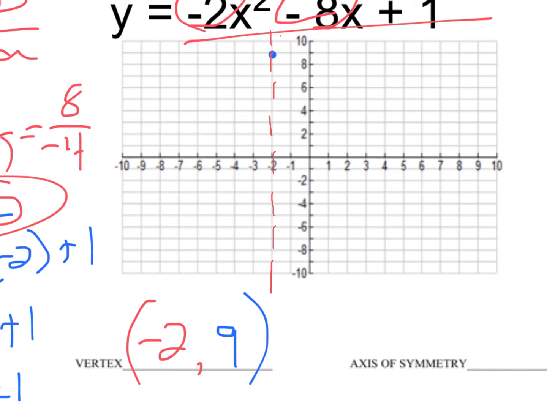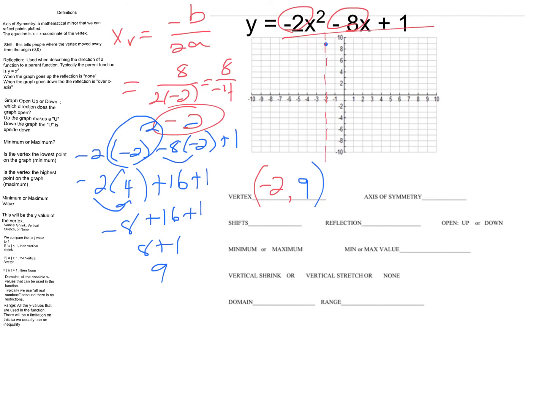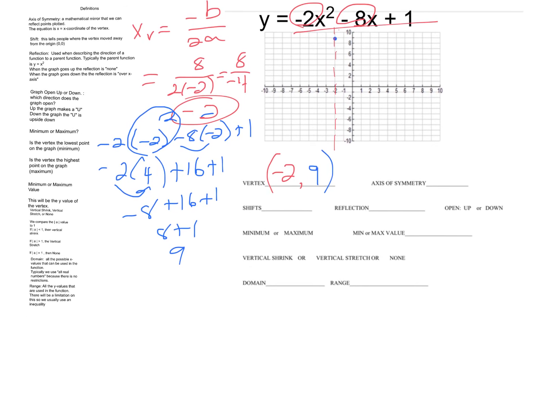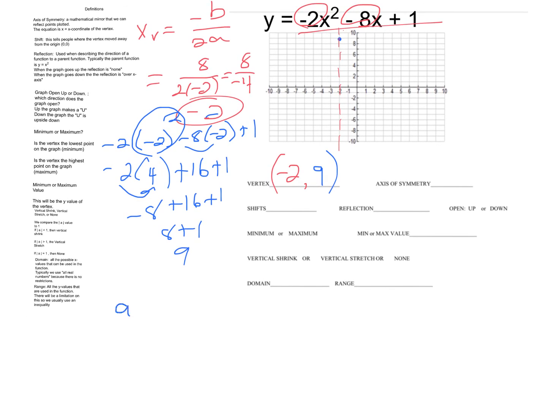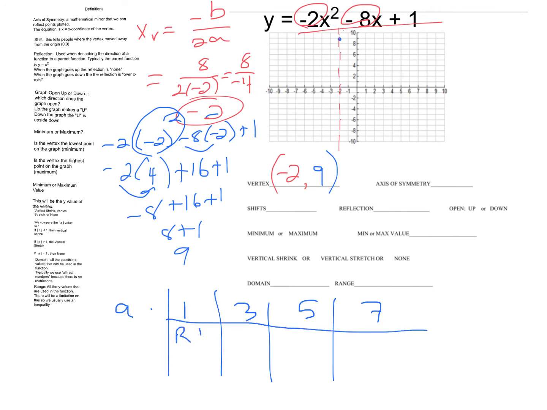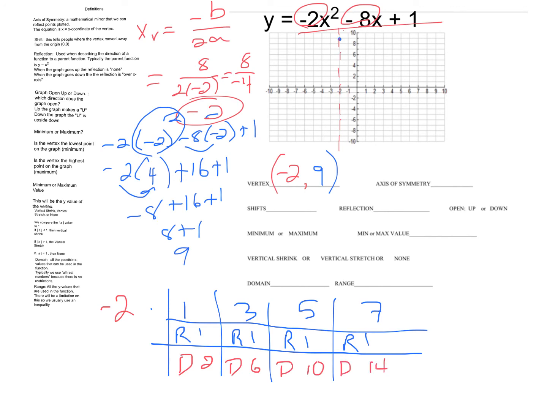Okay. Alright, now we got to figure out how this thing moves. So again, that's going to be our A times 1, 3, 5, and 7. So right 1, right 1, right 1, right 1. Now my A value in this case is going to be negative 2. So negative 2 times 1 is negative 2, so we're going to go down 2, down 6, down 10, down 14. Okay? Alright, so let's graph those up.